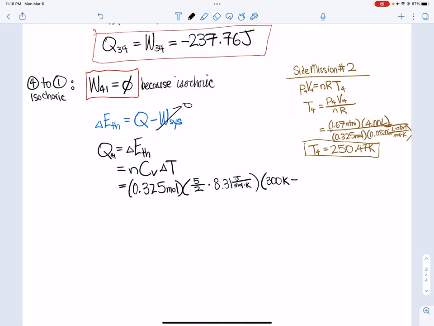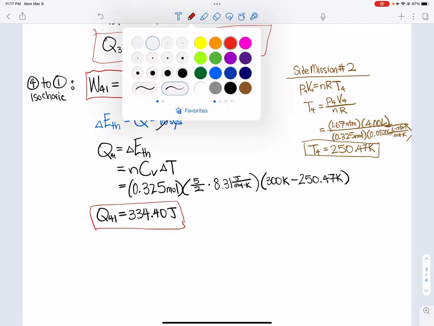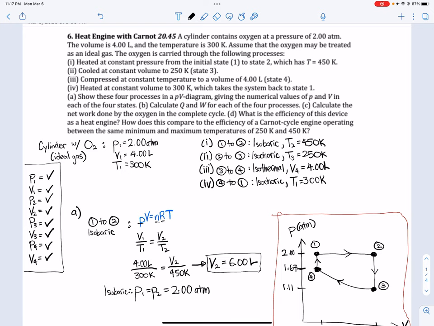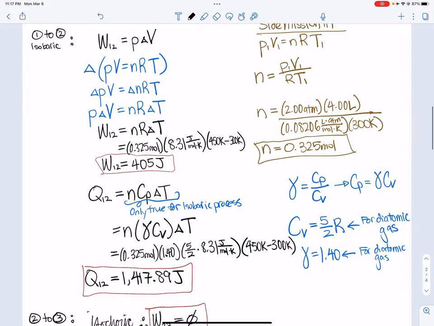Okay, that's my temperature at state 4. So now I can plug that in here, and delta T, right? My final temperature minus initial temperature. So since we go from state 4 to state 1, my final temperature is T1, and my initial temperature is T4, or 250.47 Kelvin, okay? And then when you plug that in your calculator, then we will get that the heat transfer from state 4 to state 1 is equal to 334.40 joules. Okay, there you go. And I think we are done with part B. Okay, so now let's move on to part C. And part C, it is said to calculate the net work or the total work done by the oxygen in the complete cycle. Okay.